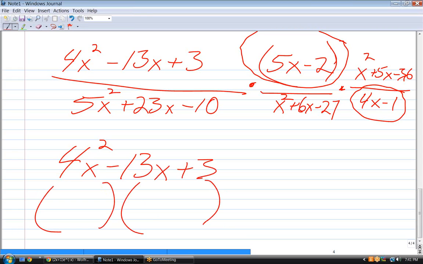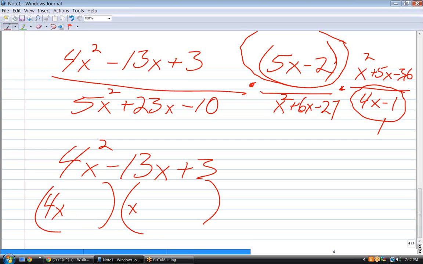Should we try 2x and 2x, or should we try 4x and x? Probably 2x and 2x. Normally I would agree. In most factoring problems, your solution is going to be the factors that are closest together. 2 and 2 are closer together than 4 and 1 are. But given this 4x minus 1 over there, I'm guessing that 4x minus 1 is one of the factors. So I'm going to try that.